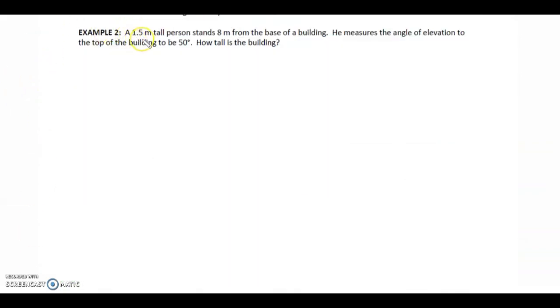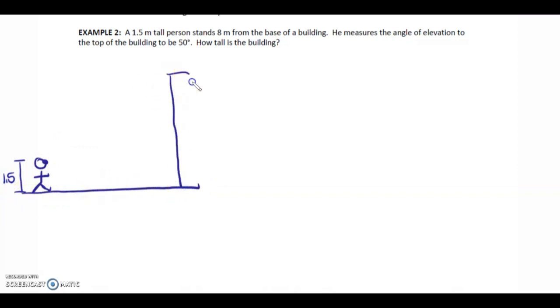Example 2. A 1.5 meter tall person stands 8 meters from the base of a building. Okay, so here's the person, and we accept that the line of sight, this person's 1.5 meters tall. And then there's some building over here, and they stand 8 meters away. He measures the angle of elevation to the top of the building to be 50 degrees.